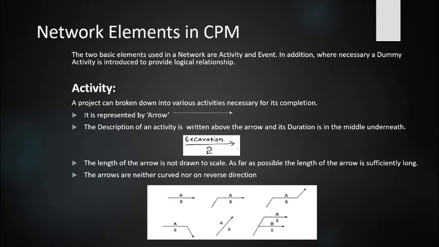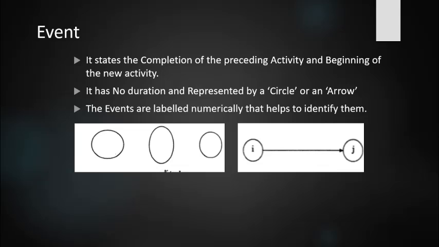Okay, so then the second element in the network analysis: event. Just now we have discussed an activity. So what is an event actually? An event is nothing but the completion of the preceding activity and the beginning of a new activity.